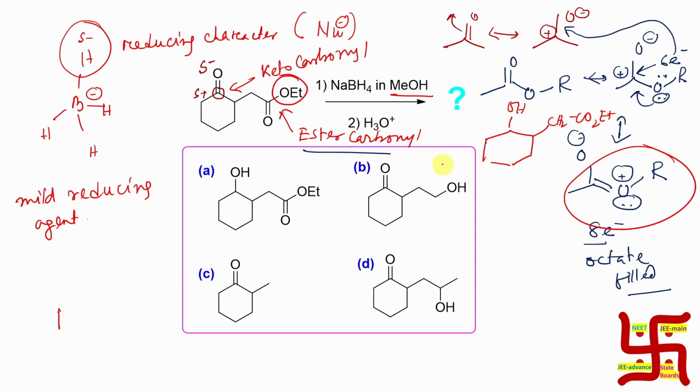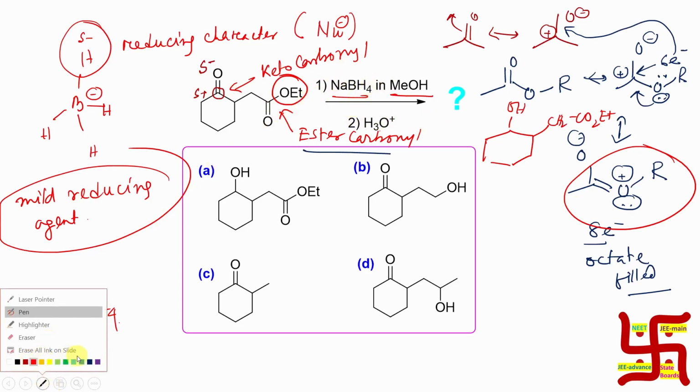Now you may think, sir, why doesn't sodium borohydride reduce this ester? Because it's a mild reducing agent. At the beginning I told it is less reactive. It is not that reactive to reduce the ester. By the way, if you take lithium aluminum hydride in this example instead of sodium borohydride, then both will be reduced. So here sodium borohydride fails to reduce the ester into the corresponding alcohol.